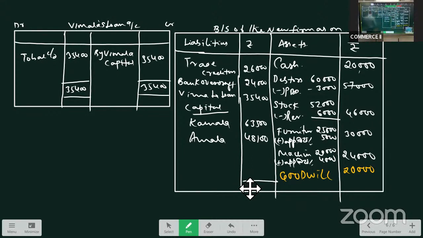See the total: 1,97,000 is the total. 1,97,000 is the balance sheet total. Okay. So this is how we have completed our second question.